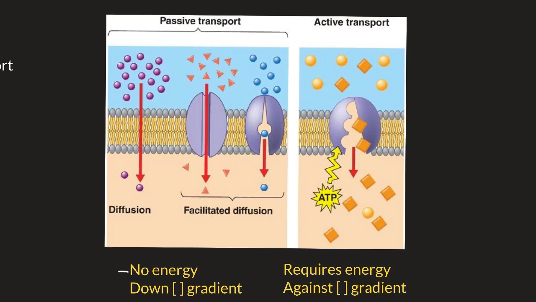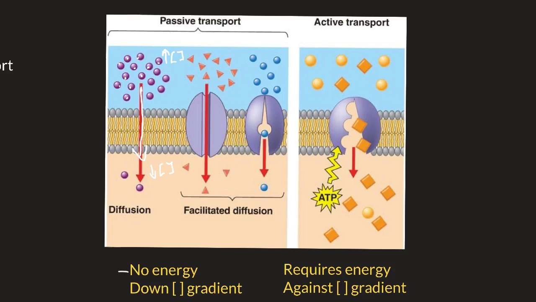So you can see up here we've got lots and lots of these little purple molecules. So we could say that's got a high concentration of the purple molecules, and down here we have a low concentration. So passive transport is the movement of the molecules along or down the concentration gradient from an area of high concentration to an area of low concentration. And because it's going down the concentration gradient, it requires no energy.